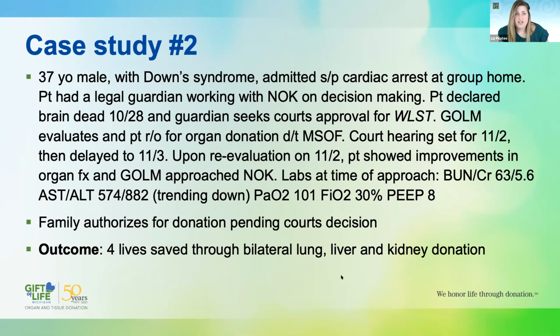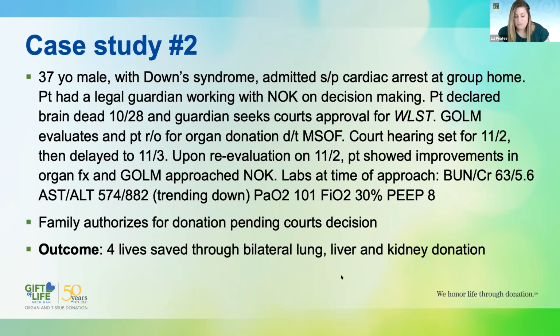My second case study, I have a 37-year-old male. He has Down syndrome and he lives full-time in a group home. This patient was found unresponsive. He has a legal guardian that works in conjunction with next of kin in decision-making. The patient was declared brain dead on October 28th, and the guardian then had to seek approval from the court for removal of support. At that time, Gift of Life evaluated the case, and this patient was ruled out for organ donation due to multi-system organ failure.